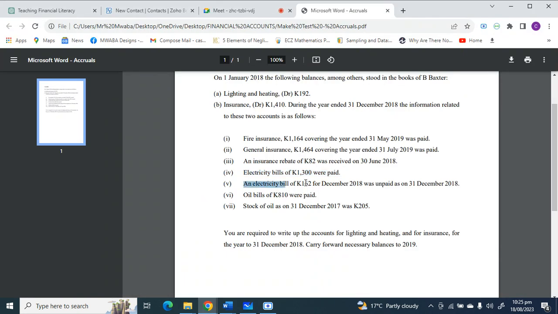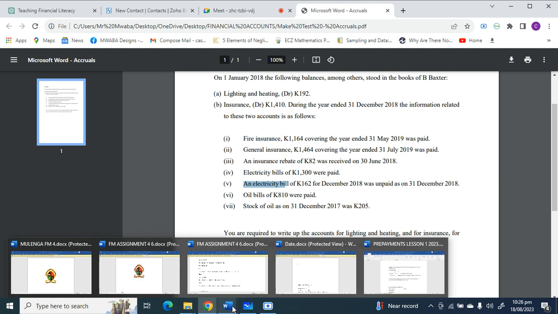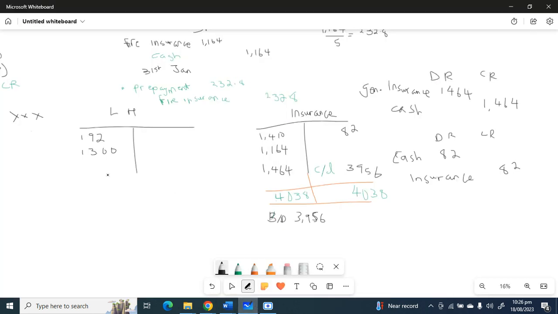An electricity bill of 162 kwacha for December 2018 was unpaid as on 31st December 2018. So we've got an accrual here. As I said, with accruals, you debit electricity bill 162, then credit electricity bill payable 162. So we'll debit our lighting and heating account 162. Then you have another account, electricity payable, that's a liability account.